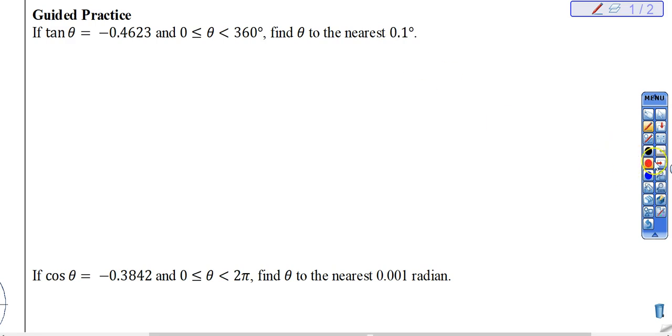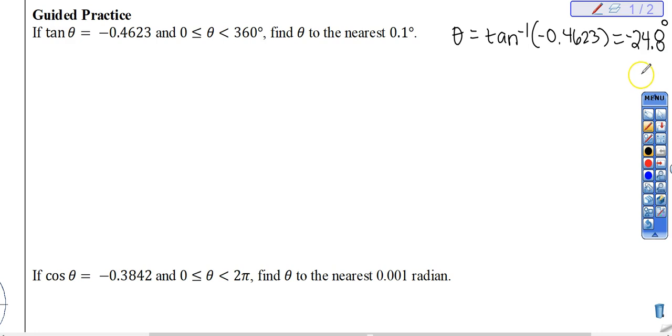Okay, and let's first find theta. So if tangent of theta is equal to negative 0.4623, then we're going to have to take the tangent inverse of negative 0.4623 to find angle theta. So it equals, to the nearest tenth?